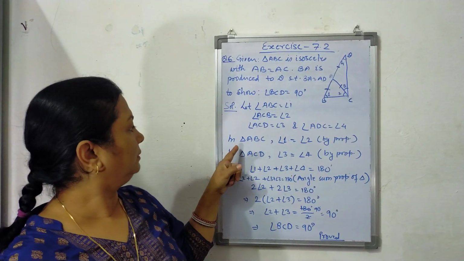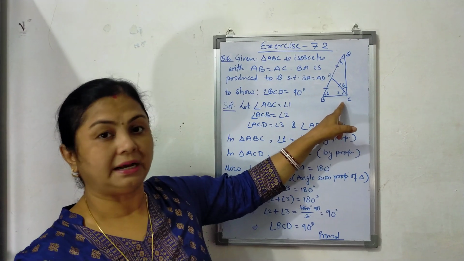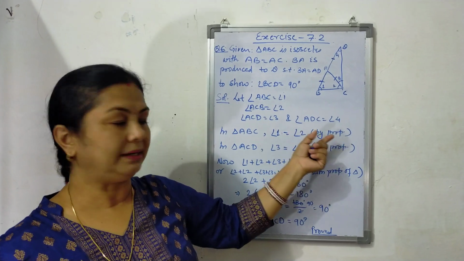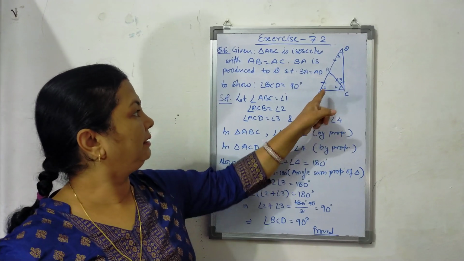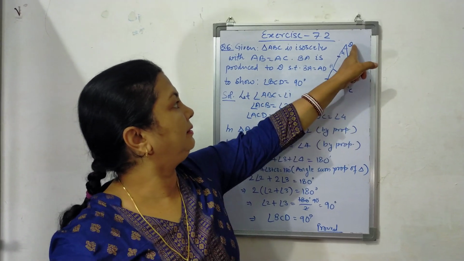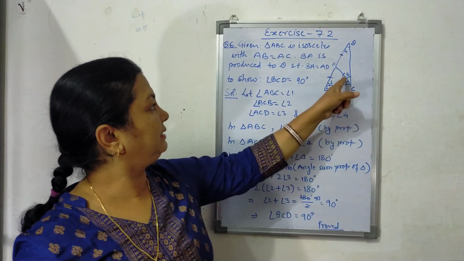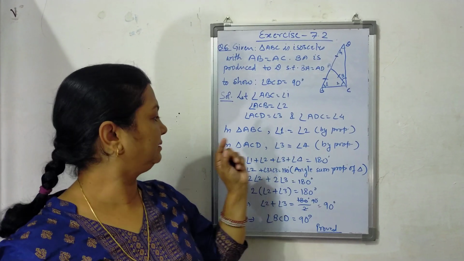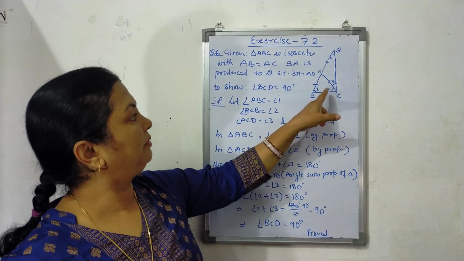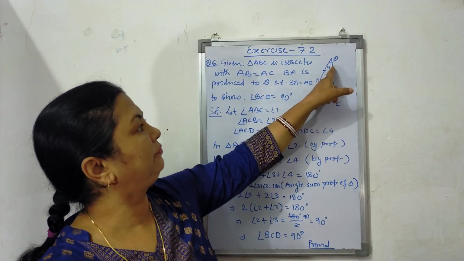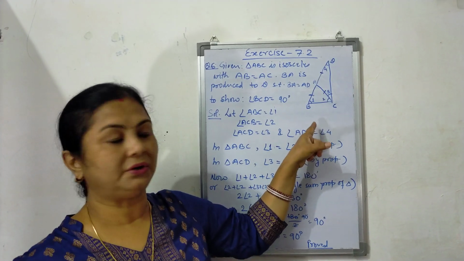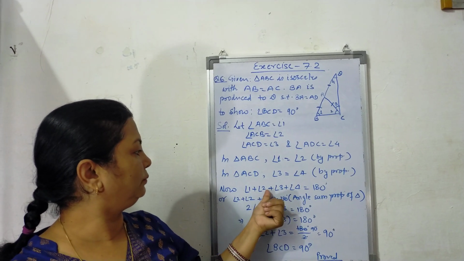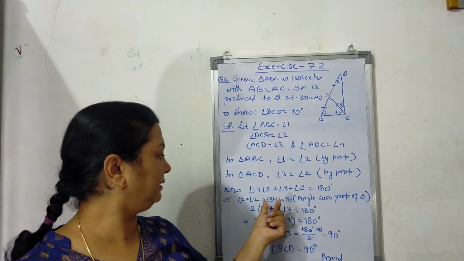Now in triangle ABC, which is given isosceles with AB equal to AC, we can write angle 1 is equal to angle 2 by isosceles triangle property. Similarly, in triangle ACD, again angle 3 is equal to angle 4. Same property, angles opposite to equal sides. Now, what will be the sum of these angles? Angle 1 plus 2 plus 3 plus 4. These are the angles of triangle BCD.